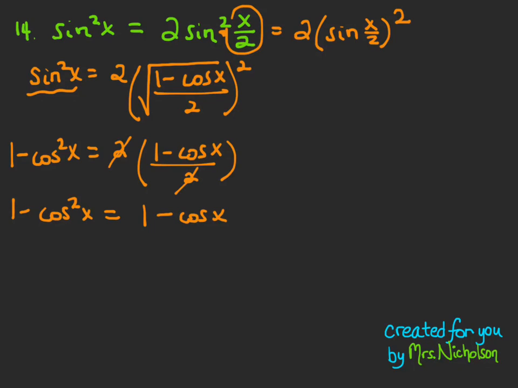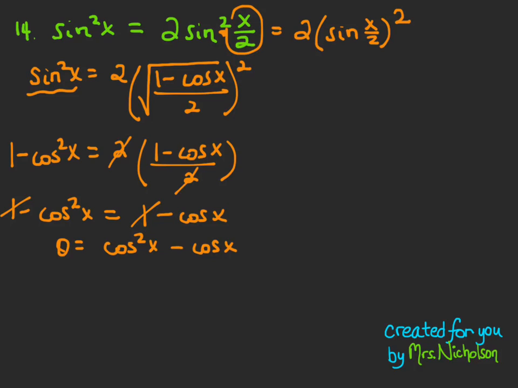I need to get everything on one side, get it equal to 0. I'm going to move everything to the right side because I like my quadratic term to be positive. So first of all, I'm going to subtract 1. If I subtract 1 from both sides, the ones cancel out. So I'm going to add cosine squared over, and we get cosine squared x minus cosine x equal to 0.